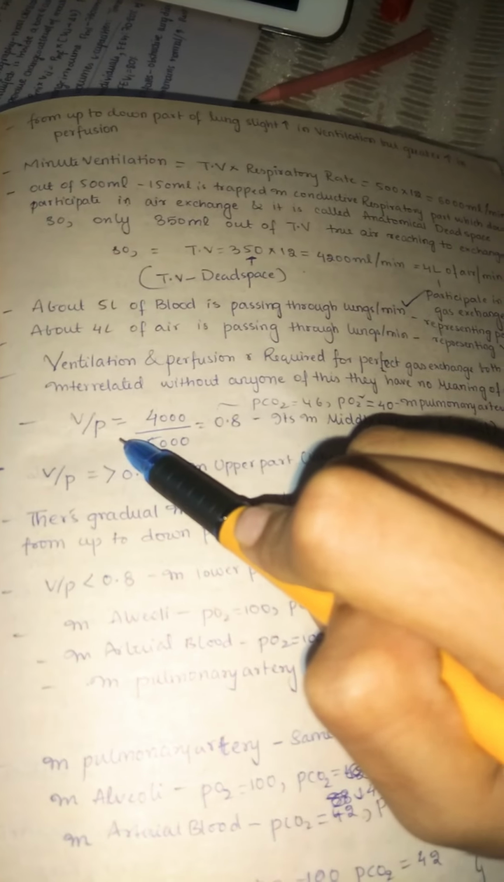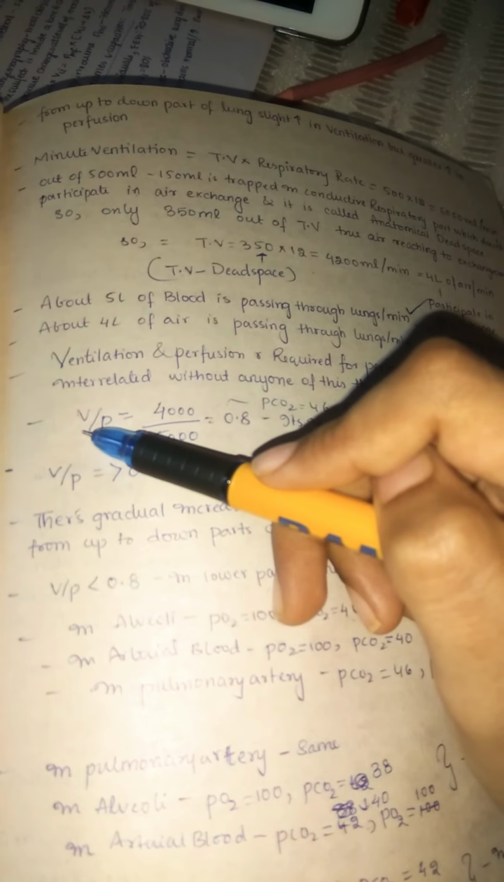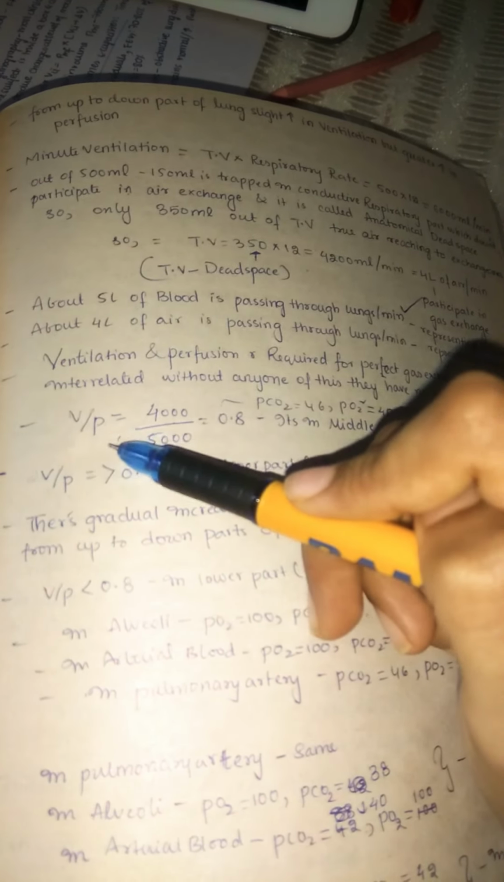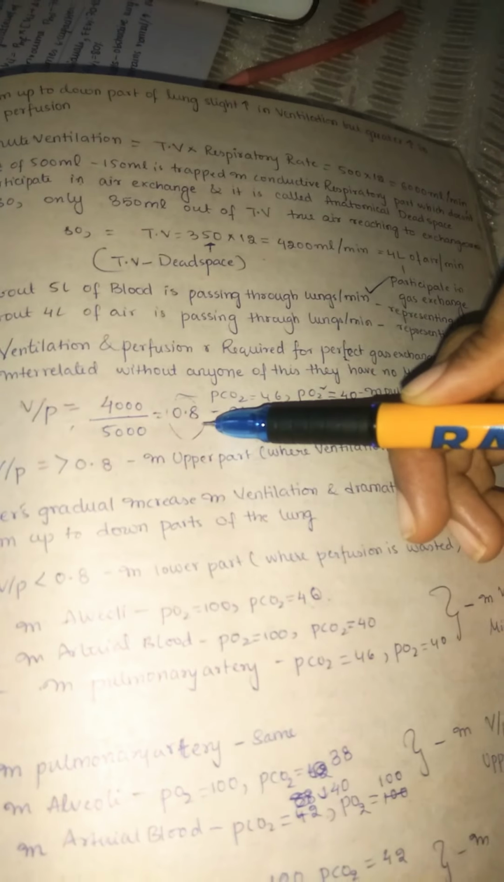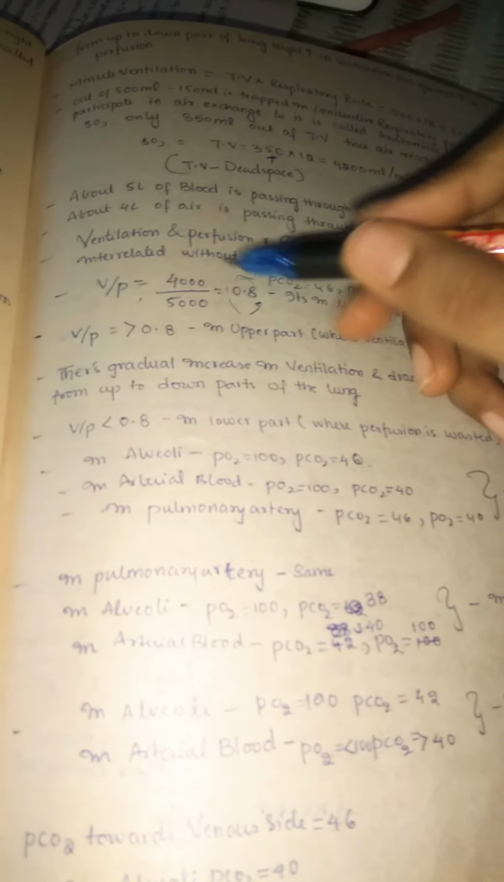So ventilation by perfusion, now we need to apply that formula. Ventilation is 4000 milliliters and perfusion is 5000, which gives you 0.8. So the exact value of the ventilation-perfusion ratio is 0.8. At this 0.8, in the pulmonary artery the carbon dioxide is 46 and the partial pressure of oxygen is 40. So the middle part of the zone of the lungs is ideally near 1.